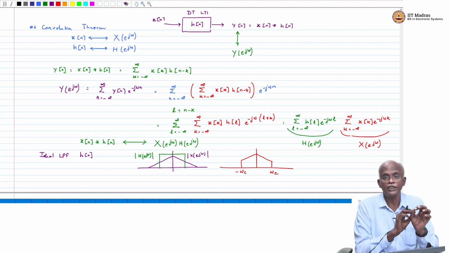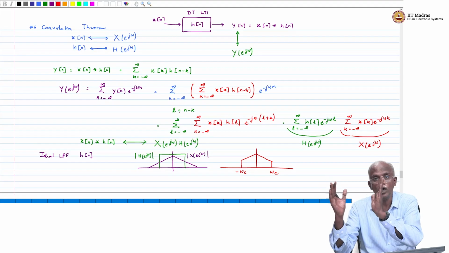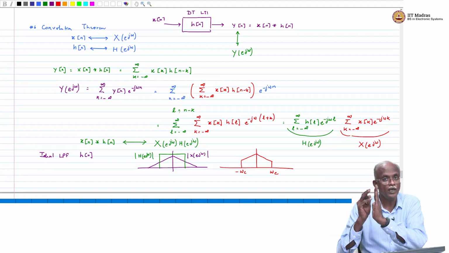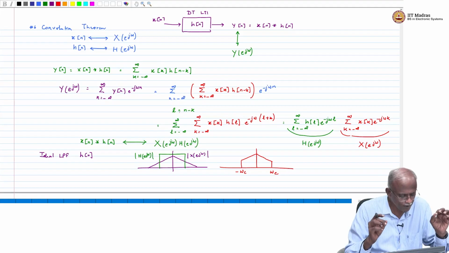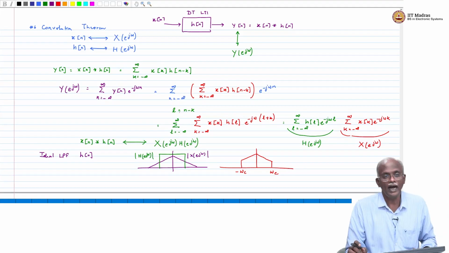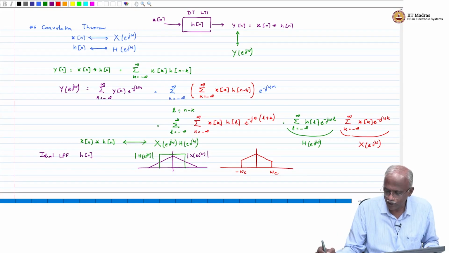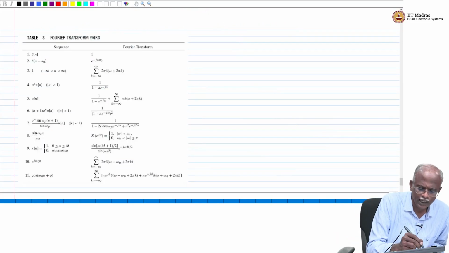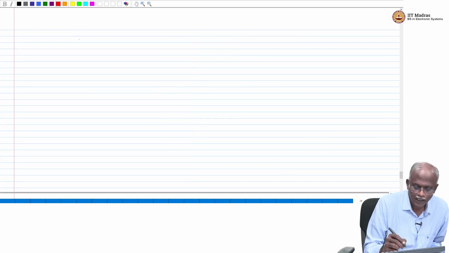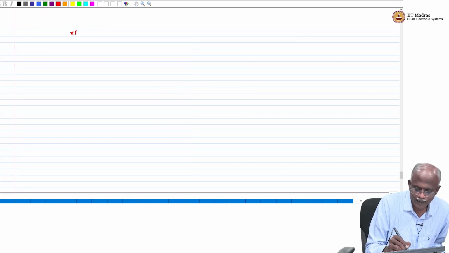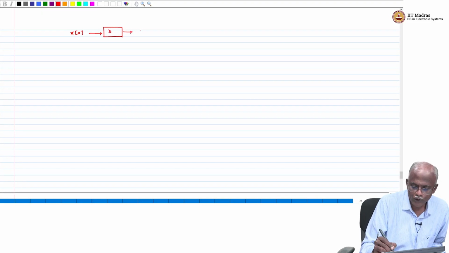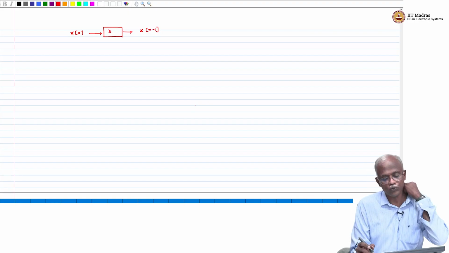So the convolution in time translates into a product of the discrete time Fourier transforms, and this is an extremely powerful result and something that we will use time and time again in our understanding. Let me give you one simple example. If you remember, we said that there is a discrete time system, we called it a delay D, which will produce for me an output which is x of n minus 1.